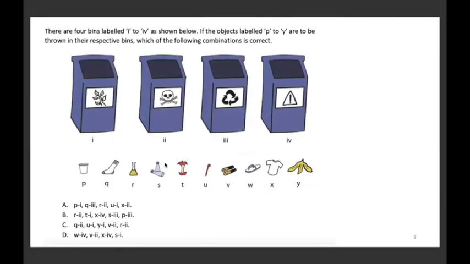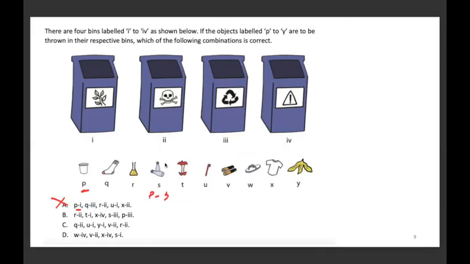4 bins are labeled 1 to 4. If the objects labeled P to Y are to be thrown in respective bins, which of the following combinations is correct? Okay. A says P1. P does not go to 1, P goes to 3. So it should be P3. So this part is wrong.